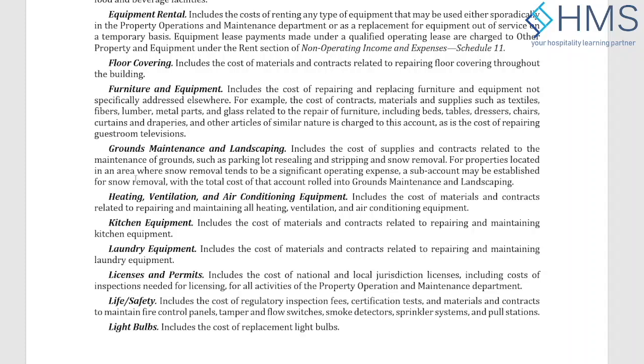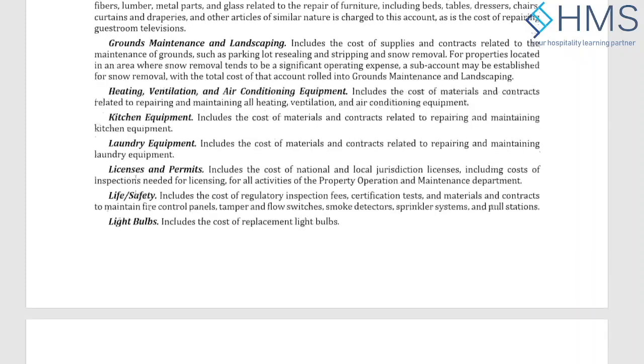So this property maintenance, in my experience, is quite confusing for people to follow, because they may charge something into the kitchen equipment one year, and another month or another year it may go into furniture and equipment, right? So sometimes it's confusing because they are similar, a very fine difference.